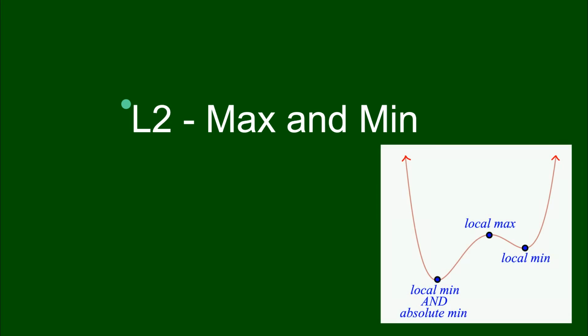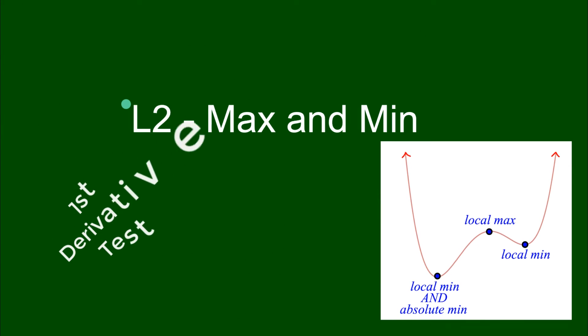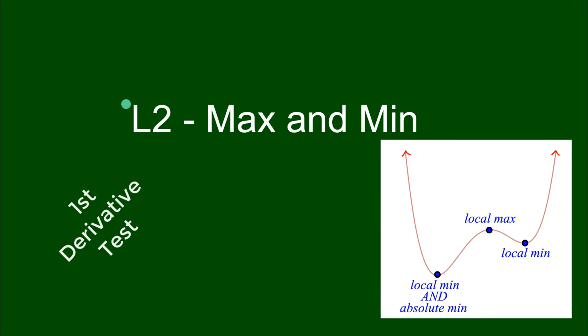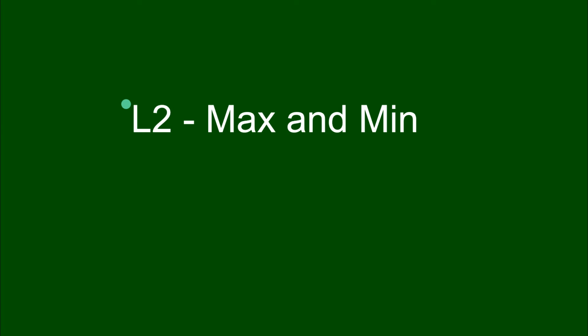Here's lesson 2 of our curve sketching unit. In this lesson, we're going to find local max and min points by doing the first derivative test, and then also find absolute max and min points by testing endpoints of intervals and critical numbers.